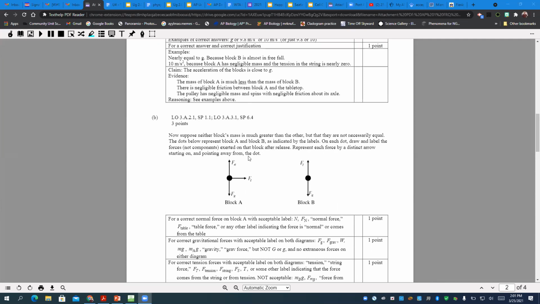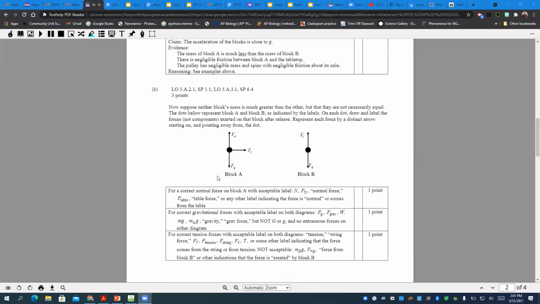So they give you a lot of information on what they're looking for, but make sure you read it very, very carefully. So you got 1 point for a correct normal force. Here, it might be a little hard to see, but this is Fn. You could call it N, Fn, normal force, table force, or anything talking about it being normal. That was 1 point. You got 1 point for correct gravitational forces. So 1 here and 1 here.